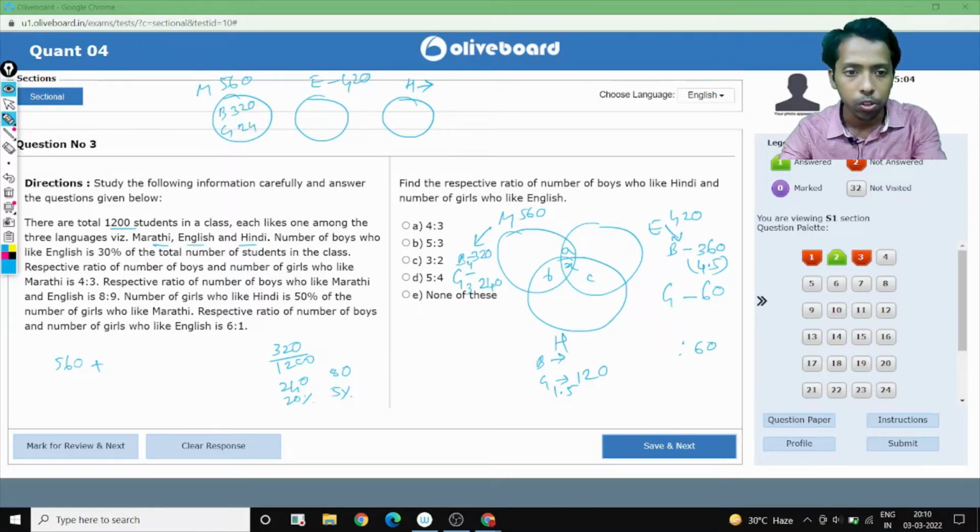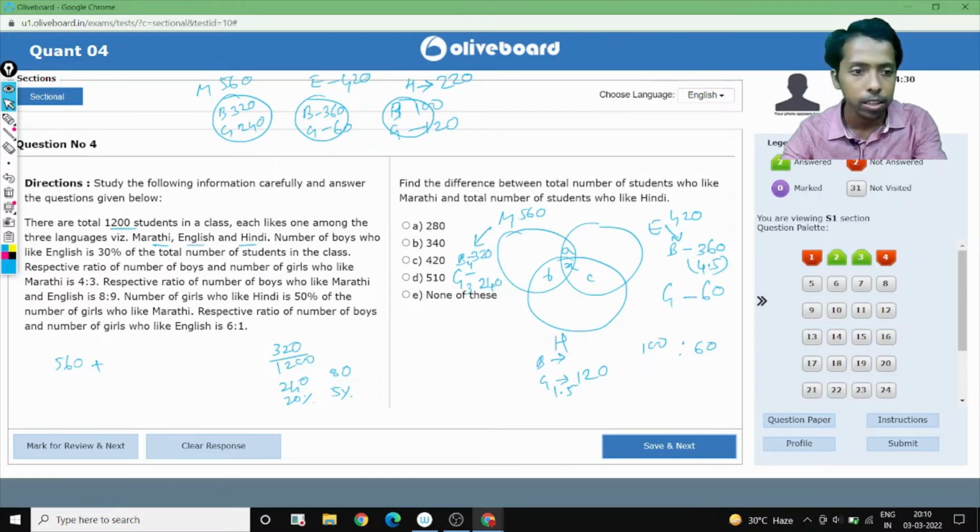320. This is 240, right? Here boys is 360, girl is 60. Here Hindi, here is boys and here girls. Now sum it up. This is 980, right? Sum total 980. So this would be 220, right? So this would be 100 here. Now number of boys who like Hindi, that is 100 here, and number of girls who like English, right? So 5:3.